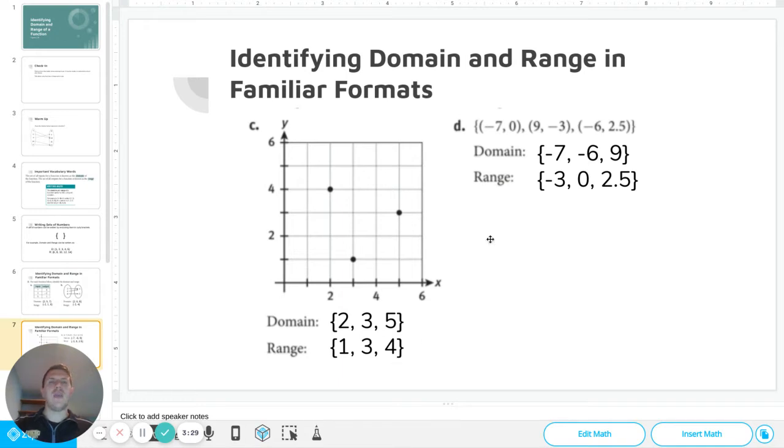And then last but not least, if we have a set of ordered pairs, we can reorganize the ordered pairs so that they are in domain and range numerical order.